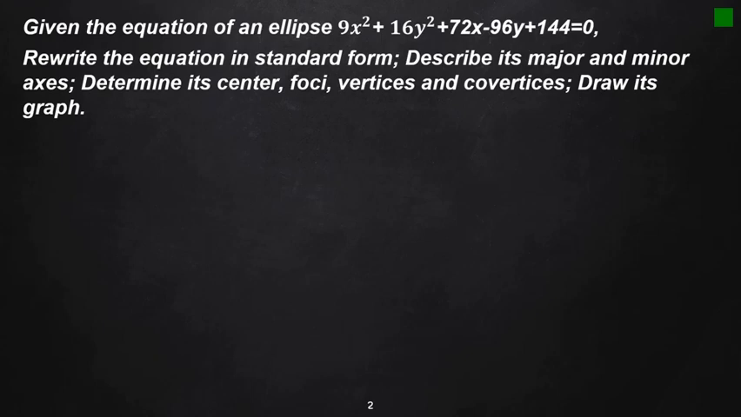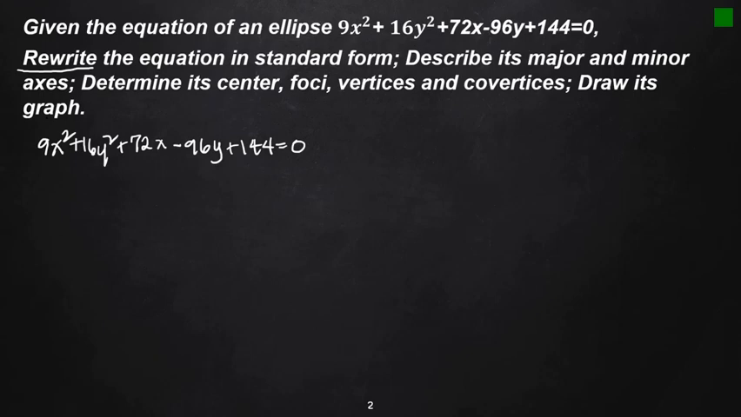Let me rewrite the equation here. We have 9x squared plus 16y squared plus 72x minus 96y plus 144 equal to 0. So we will start with rewriting the equation in standard form first. So how do we rewrite this one?